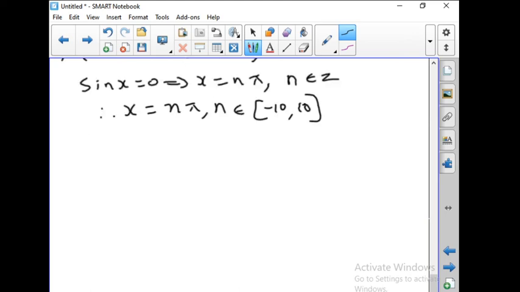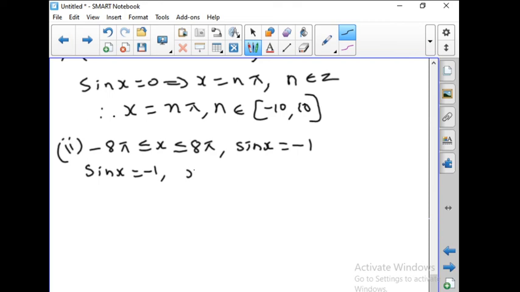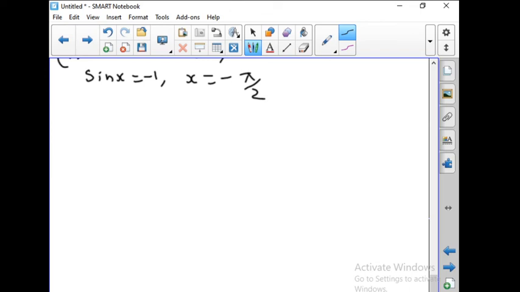What about the second subdivision? The second subdivision is given as minus 8 pi less than or equal to x less than or equal to 8 pi, and sine x is equal to minus 1. So, when sine x is equal to minus 1, what is x? x is equal to minus pi by 2. Here, minus pi by 2 is the principal value. So add 2 pi and minus 2 pi and its multiples to give minus 8 pi less than or equal to x less than or equal to 8 pi.